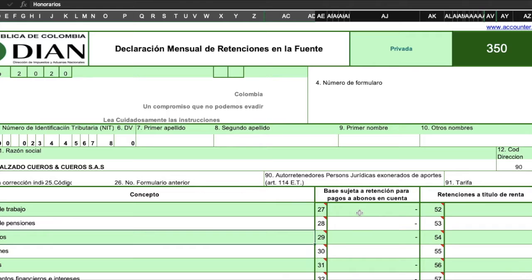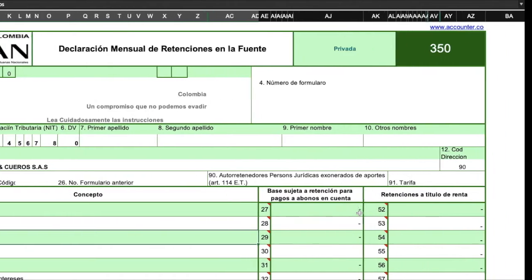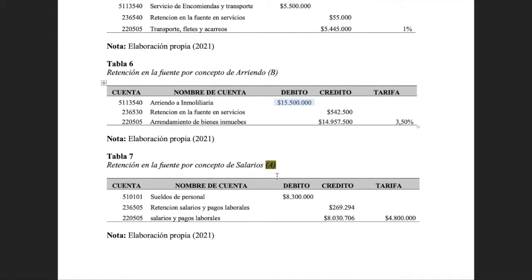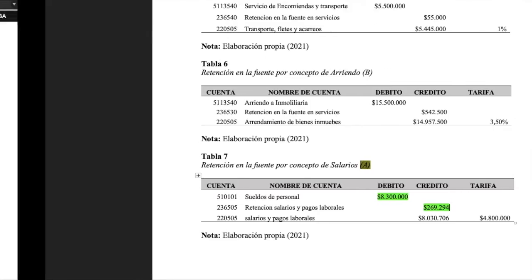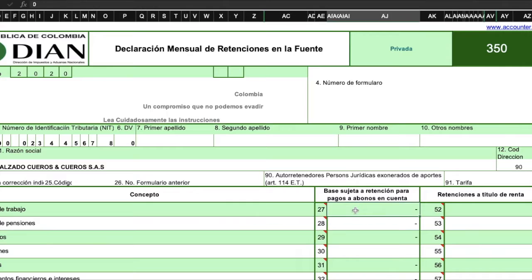In boxes 27, 28, and 29, you have to fill all the taxable payments made to wages and other employment payments. In our practical example, withholding taxes for labor income were generated for a base value of 8,300,000 with a base rate of 4,800,000, taking into account the UBT rate according to the total income.